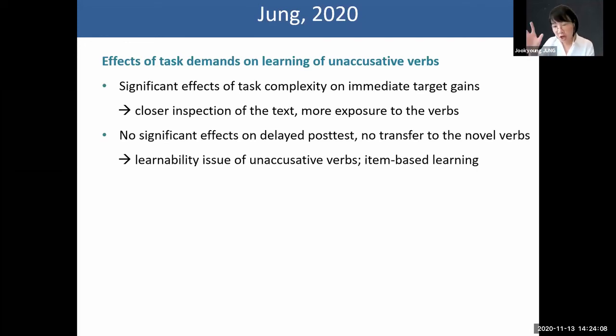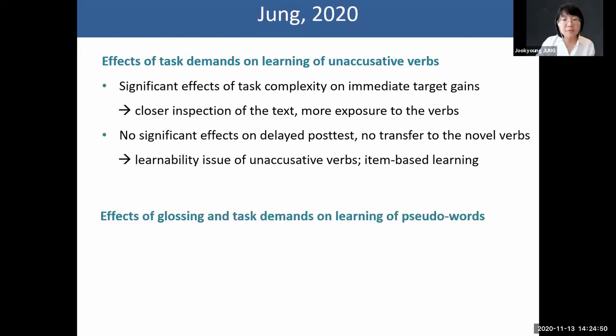And the learning impact did not transfer to the novel verbs. And there could be many reasons to account for this finding. For instance, each of the unaccusative verbs appeared only once in the text. So it might not have been enough to consolidate the learning of these unaccusative verbs. And at the same time, given the nature of unaccusativity, which is often acquired by way of item-based learning, I think transfer to the novel verbs might not have been that likely in the beginning.